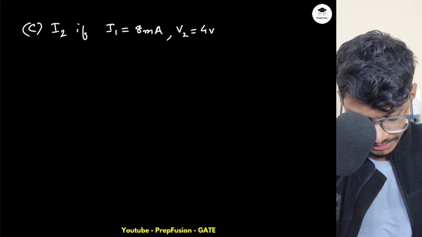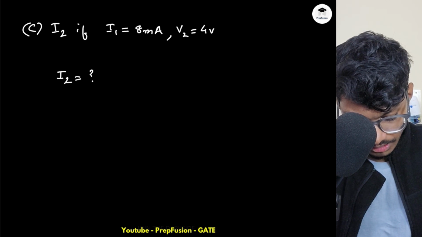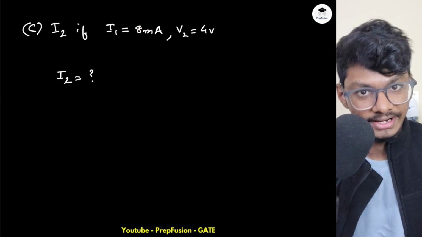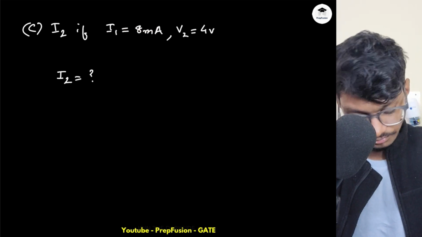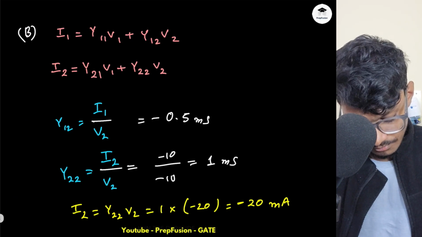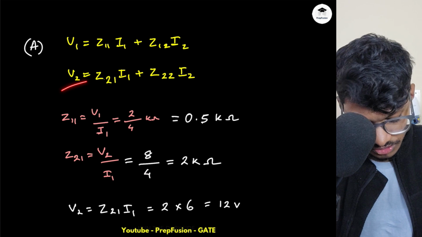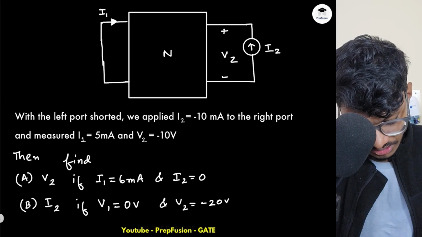So I need to find I2 and I know I1 and V2, right? So there isn't any term 0 over here. So that is also very difficult. So how will I find things out? What you can do is, here, if you observe one thing correctly, you could have used some other relation as well, like this one.